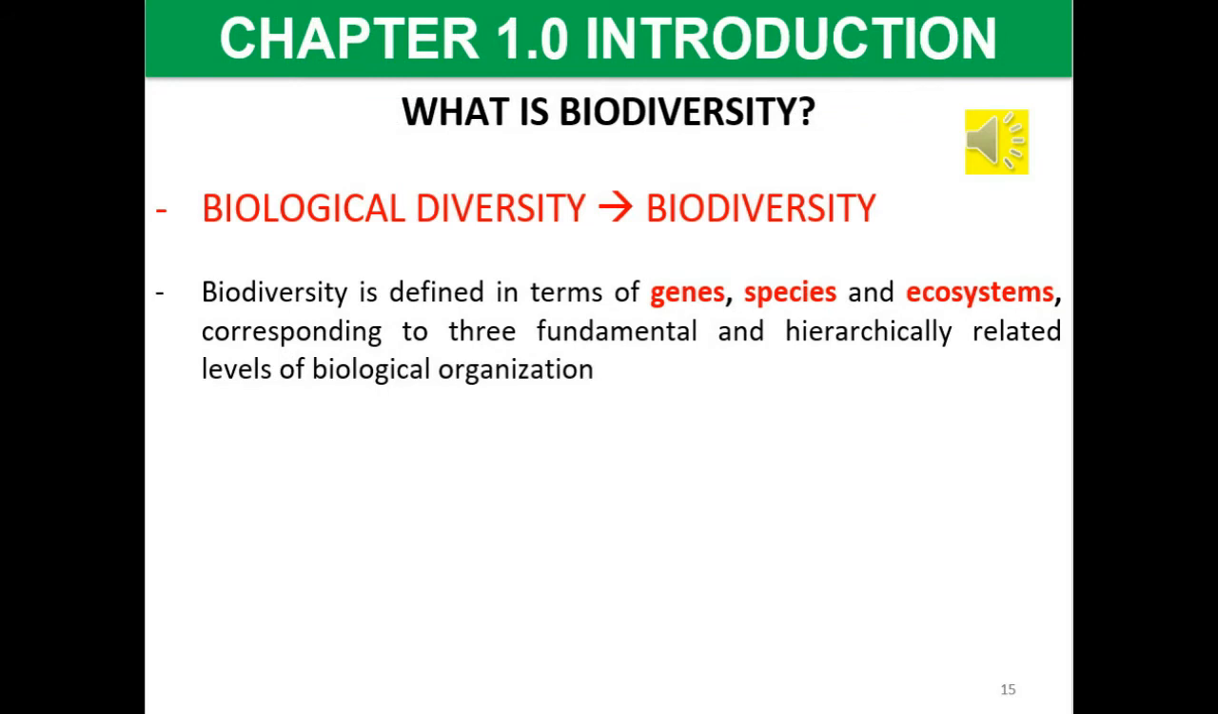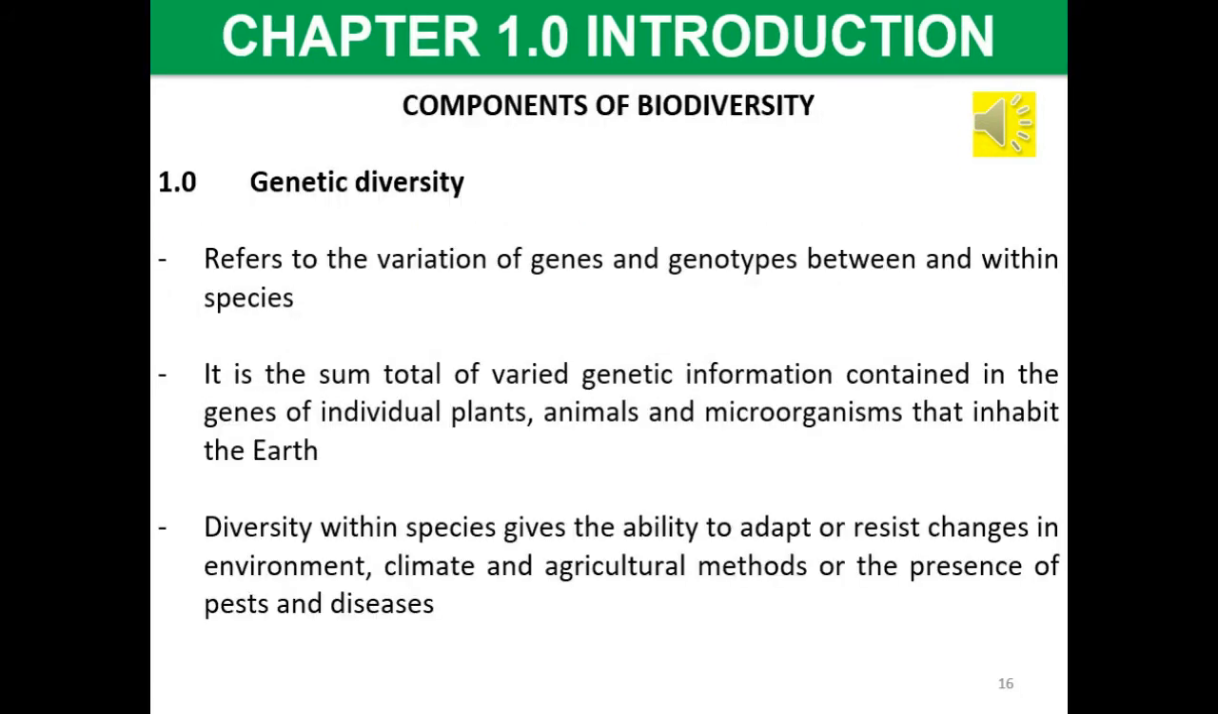So again, just to recap, biodiversity is the short form for biological diversity. And biodiversity is defined in terms of genes, species, and ecosystems, corresponding to three fundamental and hierarchically related levels of biological organization. Now, let us learn more about genes, about species, and about ecosystems.